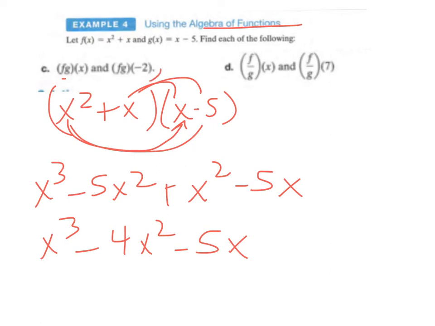Now if I want to use the negative 2, I would just substitute negative 2 in where x is. So negative 2 cubed would be a negative 8. Negative 2 squared would be 4 times negative 4, which would be a negative 16. And negative 2 times a negative 5 would be a positive 10. And if I add those up, I get a negative 24 plus 10, which would be a negative 14.